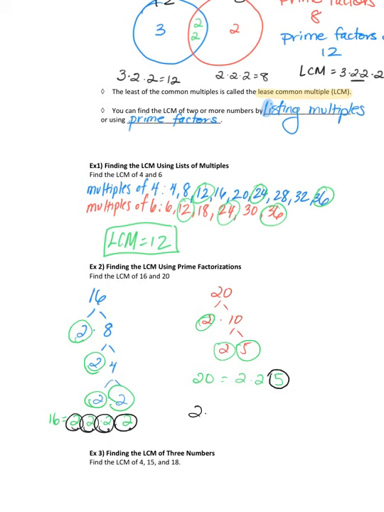So I have 2 times 2 times 2 times 2. Those came from over here. And then I have my times 5. Okay, so together this comes out to equal 80. So our LCM is equal to 80. Okay, so that's using your prime factorization.